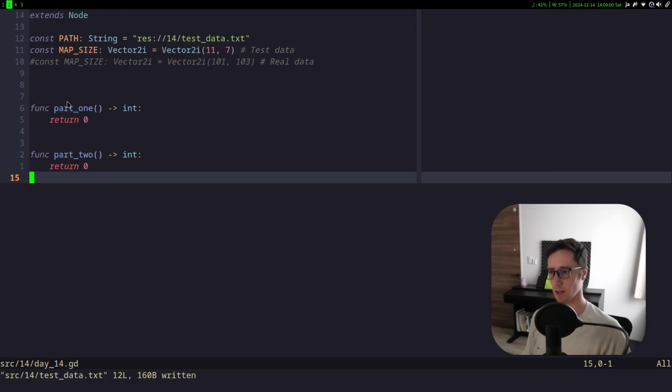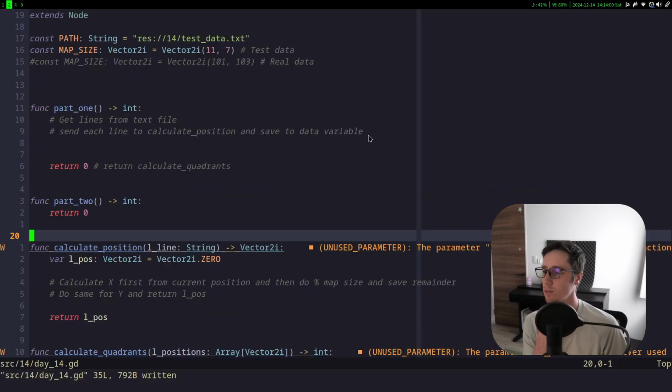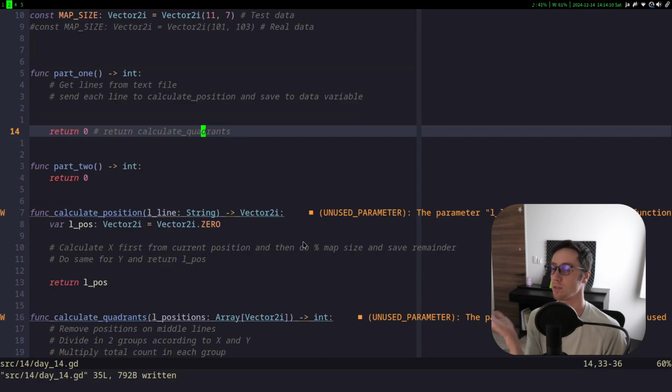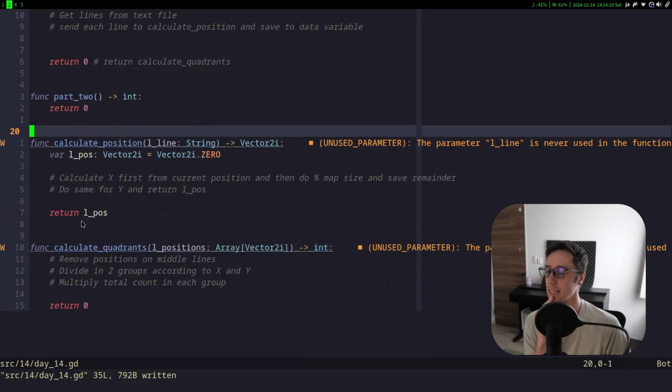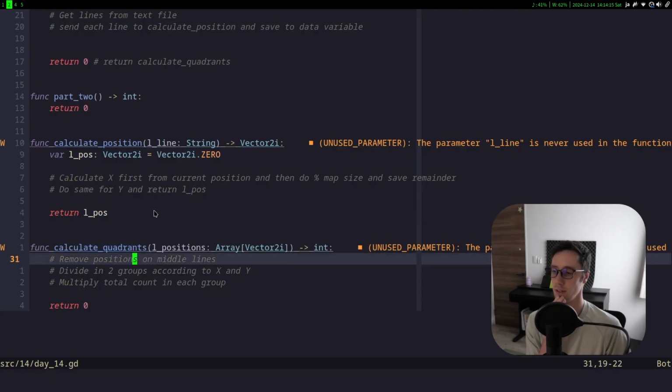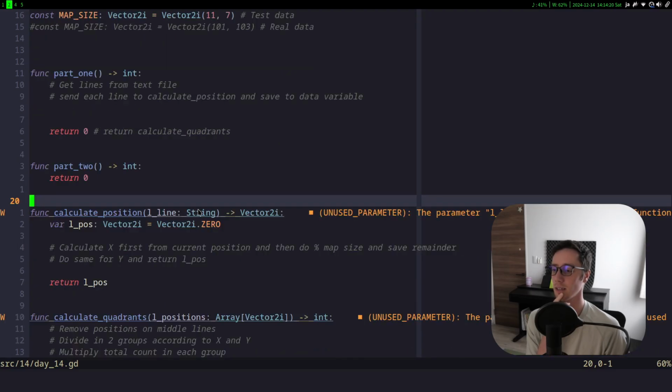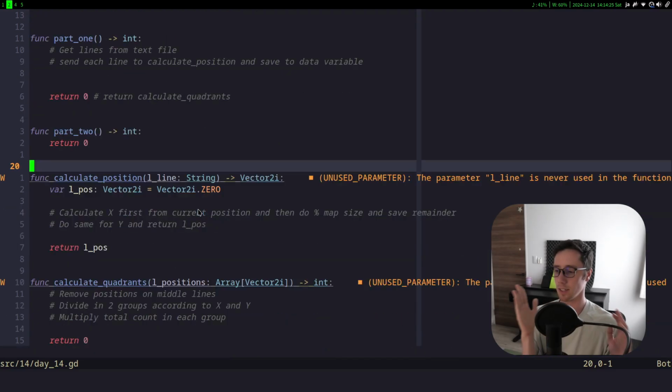So, I'll quickly make a plan. The first plan is actually not too difficult. First off, we get all the lines from the text file and send each line to calculate positions and save the data to a data variable, like an array. Then we send that array of all the positions to calculate quadrants. We only need to do times 100, so this does not feel like it will cause any issues. I think this is basically all we need to do.